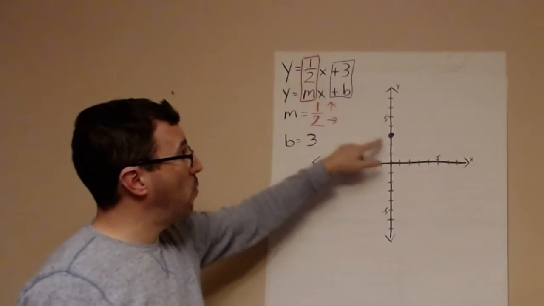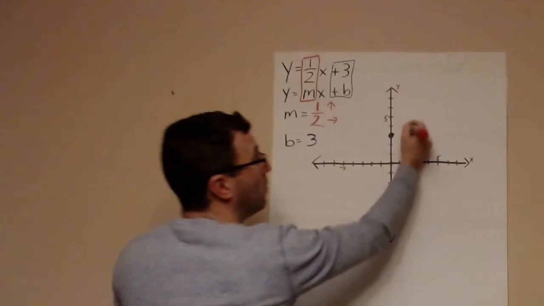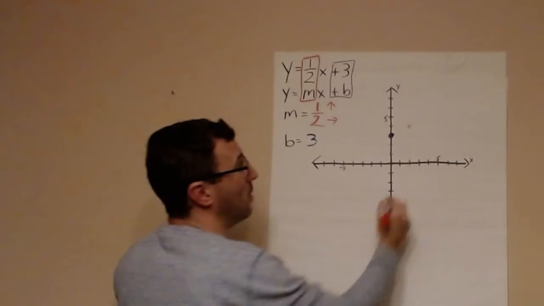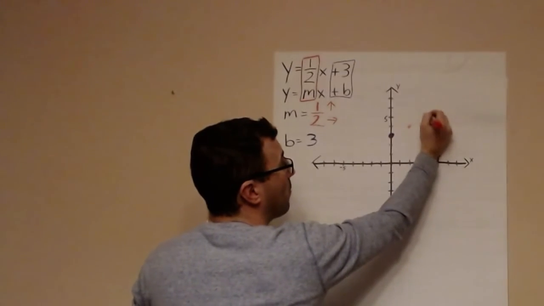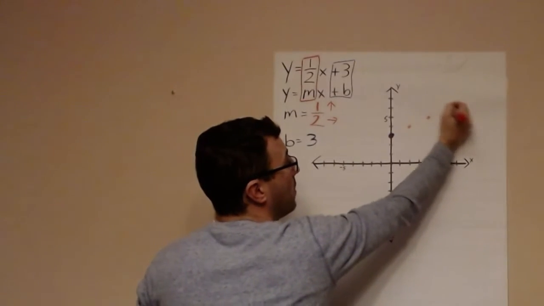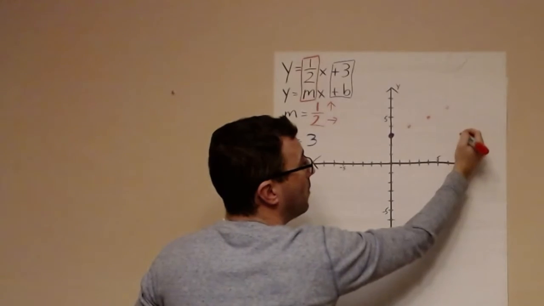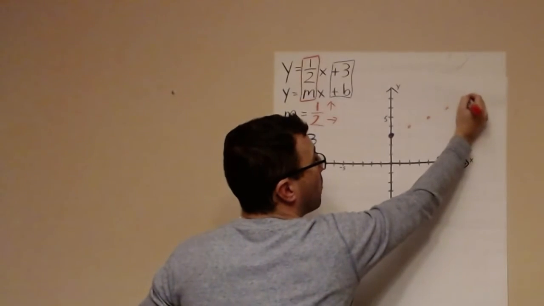I'm going up 1 to the right 2. There's my next one. Up 1 to the right 2. Up 1 to the right 2. Up 1 to the right 2.